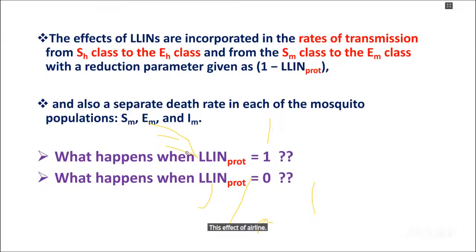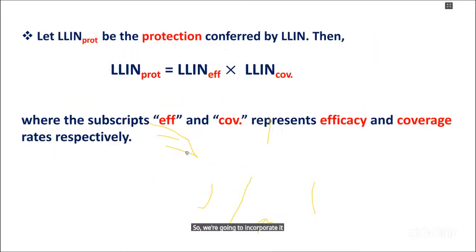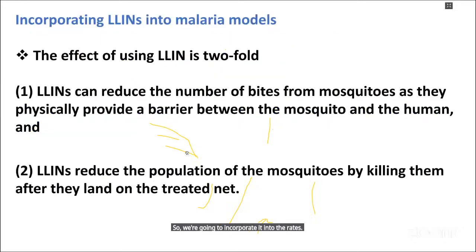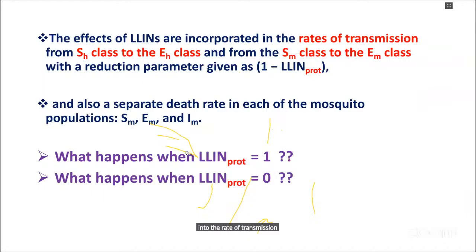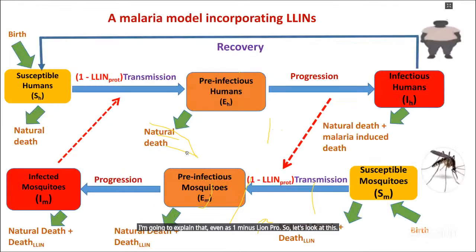Firstly, remember we said LLIN does two things. It acts as a barrier. So we are going to incorporate it into the rate of transmission, that is from the SH class to the EH class, and from the SM class to the EM class, with the reduction parameter, which I'm going to explain, given as 1 minus LLIN. So let's look at this model.